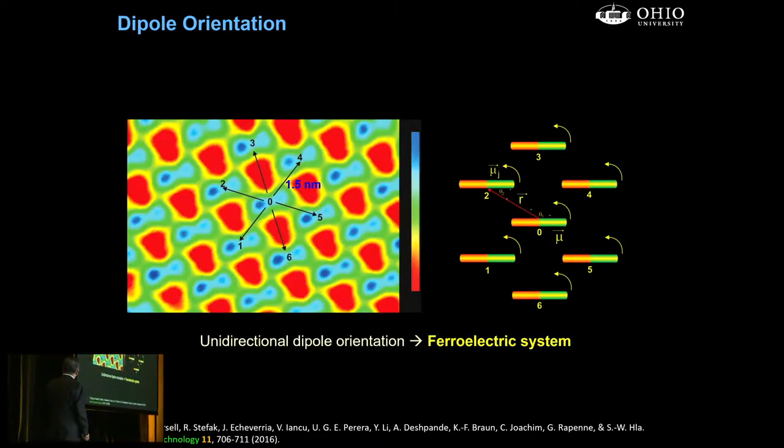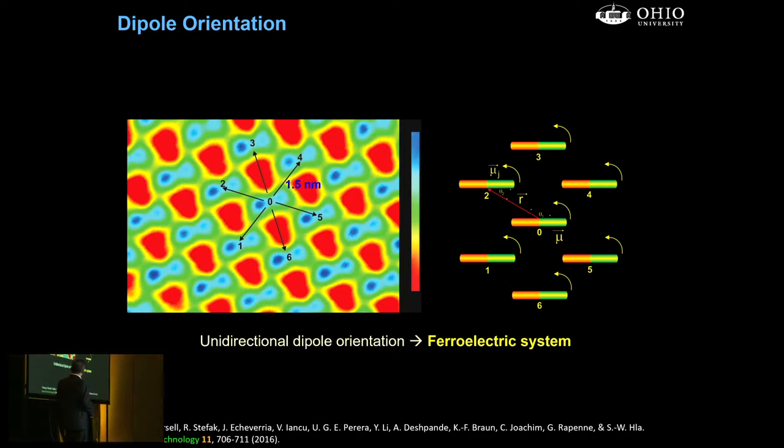Now, when we look at the STM image, this is an experimental image with a color contrast to show how they line up. So all the molecular motors are not only assembled in a hexagonal arrangement, but they are also pointing in the same direction through their dipoles. So this is very similar to the ferroelectric system that we have built with molecular motors.